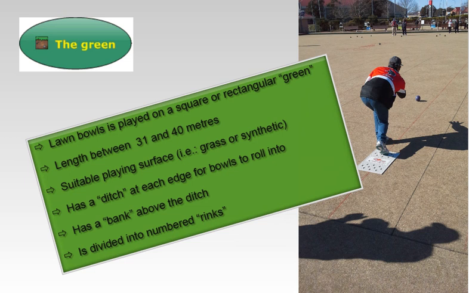It will have a ditch around its edge that forms its outer boundary. Bowls pushed out of the game may roll into the ditch. Behind the ditch will be a bank where bowls are placed that go out of bounds.